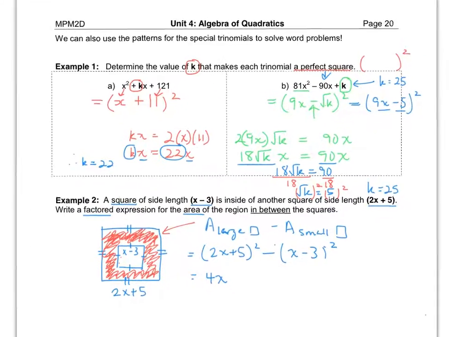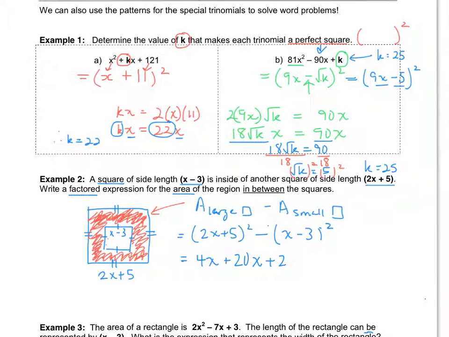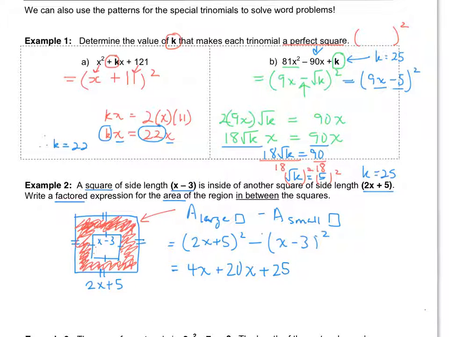I hate when I keep doing that. Square the first. Double the product would be 10x, and double that would be 20x. Square the last, or be nice, write it out twice, and then simplify it. Take away, and I want to take away the answer I get when I square this one. Square the first, double the product, square the last.